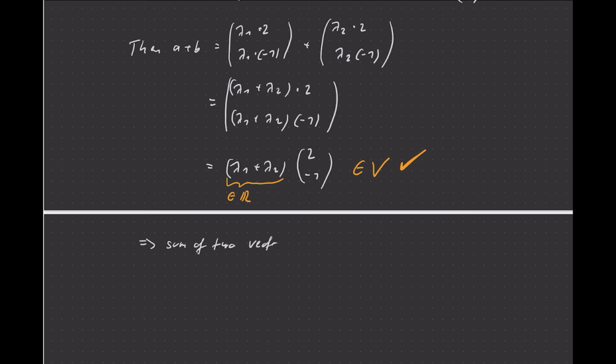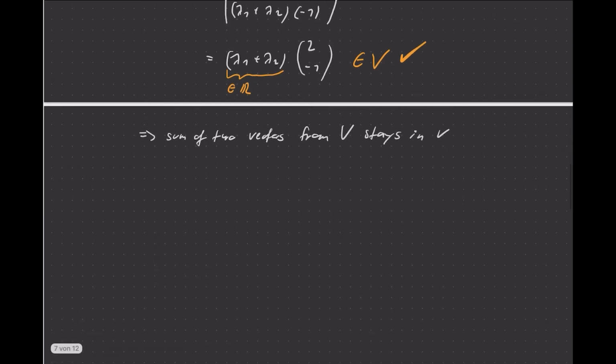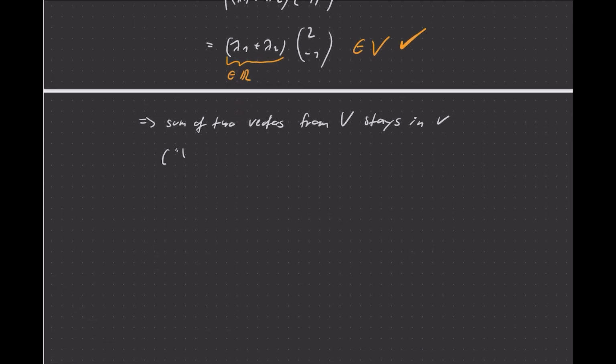Right? That means the sum of two vectors from V stays in V. One could also say V is closed with respect to vector addition. Okay, so that settles the question for the vector addition. Let's have a look at scalar multiplication.